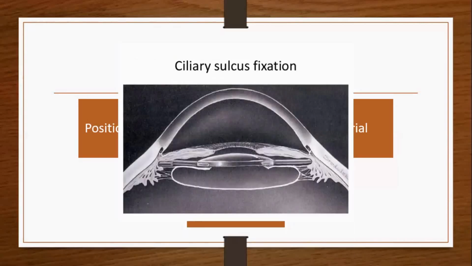Then the position of the lens. I told you about the patient who had a trauma, a blunt trauma, in which the ciliary zonules will be very weak, so the posterior chamber bag also will be very weak. In that case, the doctor will place the lens in the ciliary sulcus. Here you can see this is the posterior chamber bag. But since the ciliary zonules are weak, the lens is placed in the ciliary sulcus. This is the ciliary body and this is the ciliary sulcus. So in most traumatic cataract cases, the doctor will place the IOL in the ciliary sulcus.